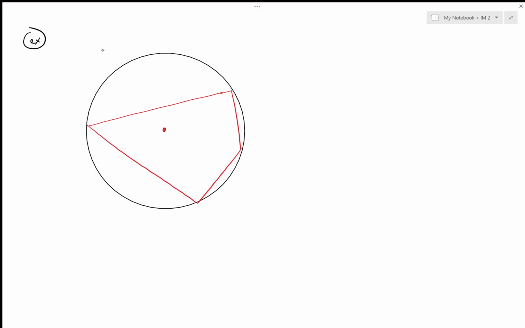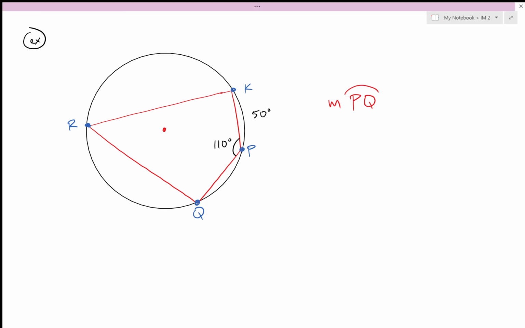All right, and I'll label the outside. So we've got R, Q, P, and K. That's where they hit the circles. So still, these are all inscribed angles because nothing touches the center there. And they give us that this one right here is 110 degrees. This piece out here is 50 degrees. And what they want us to find this time is the measure of arc PQ.